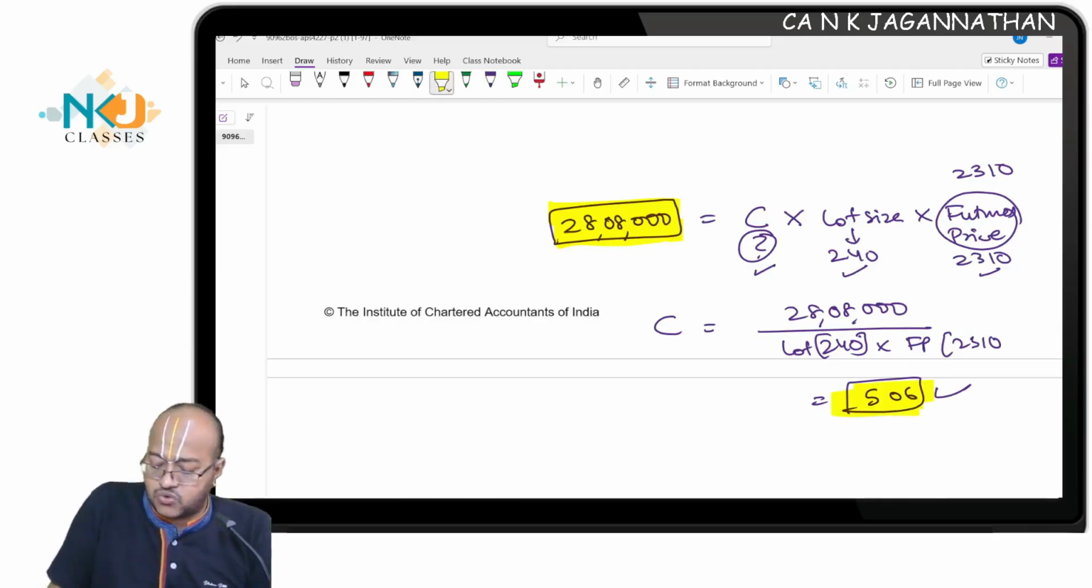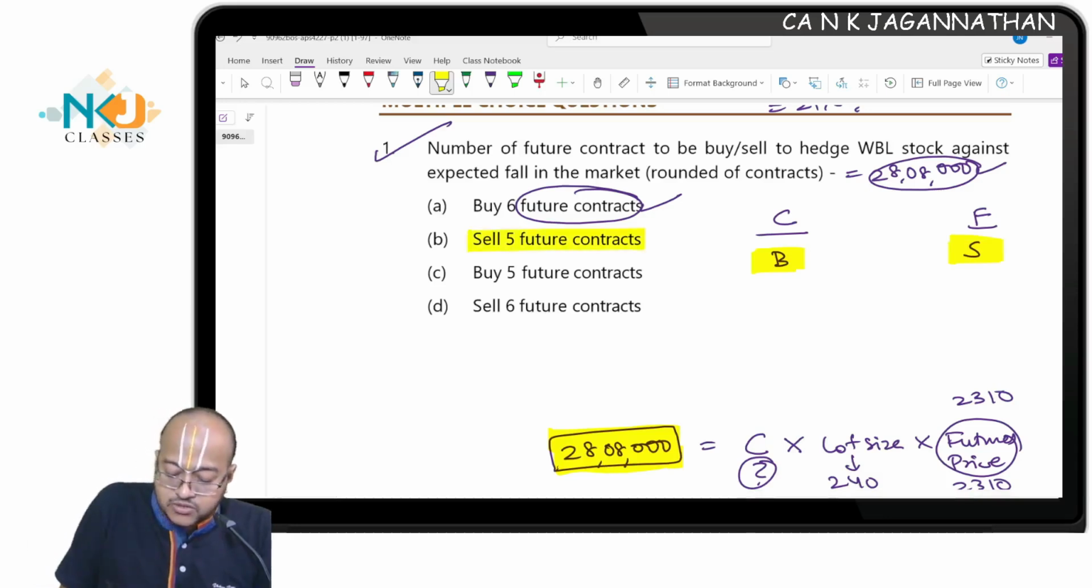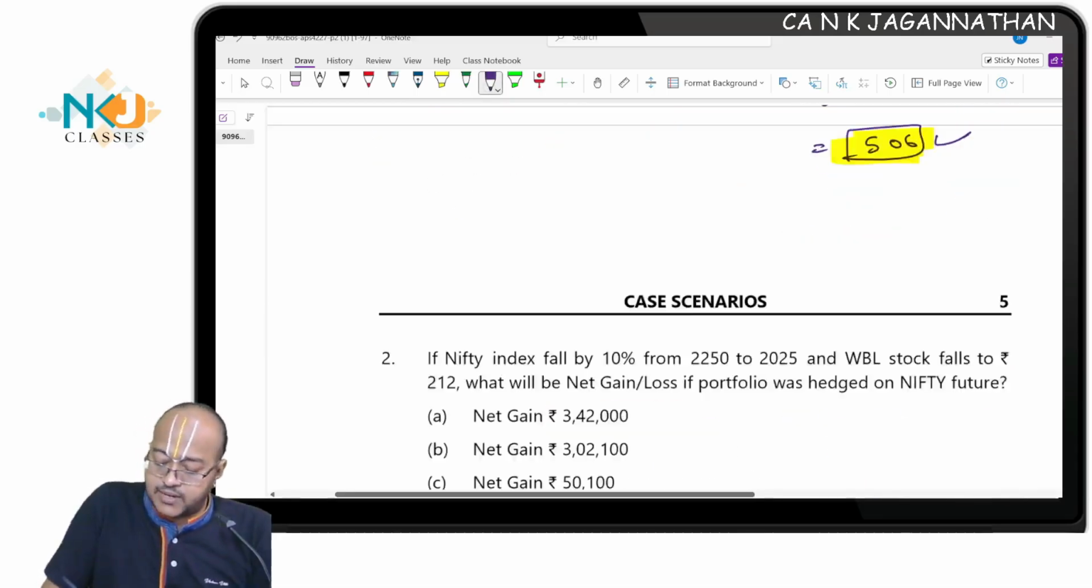Are you all understanding? So here in the cash market, I took a buy position. Now in the futures market, I'll sell how many contracts? 5 futures contracts. Are you all understanding? Because it is nearer to the perfect hedge. So I will take 5 futures contracts.